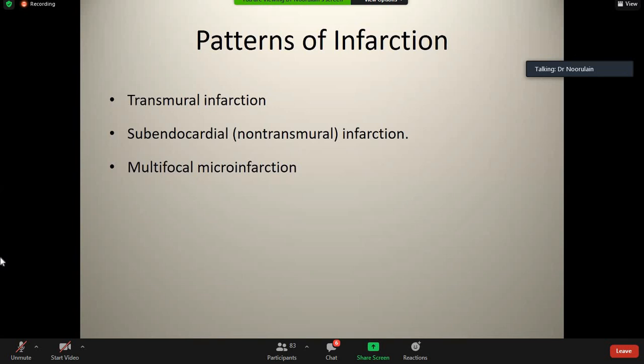So these are the patterns of infarction. Patterns of infarction include transmural infarction, subendocardial infarction, and multifocal microinfarction.